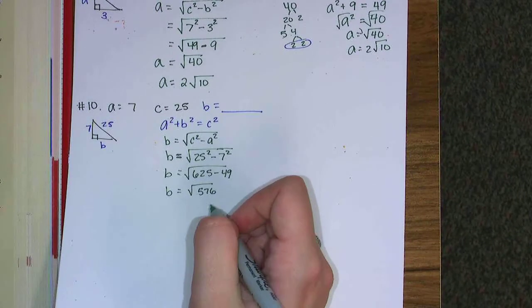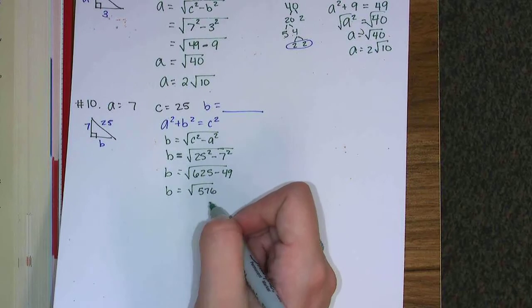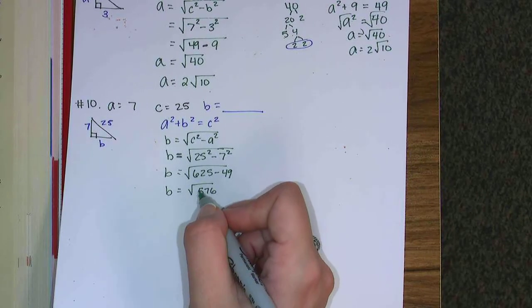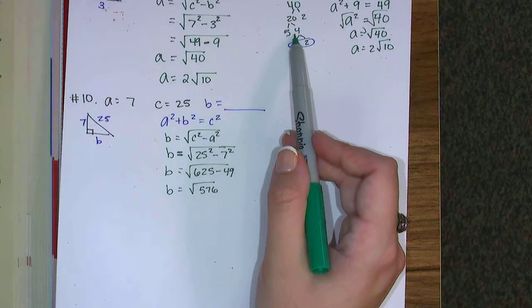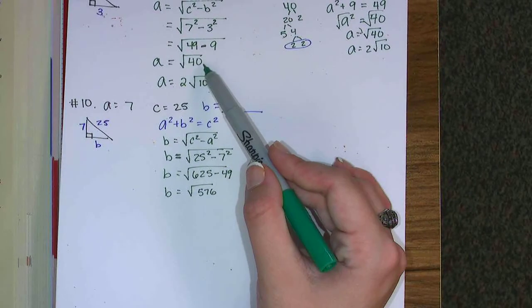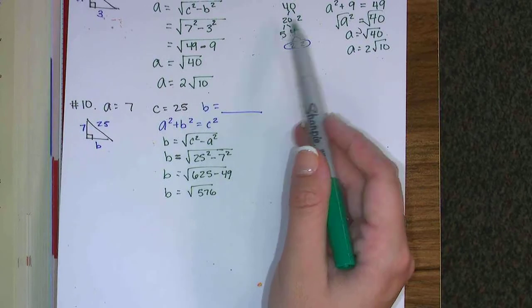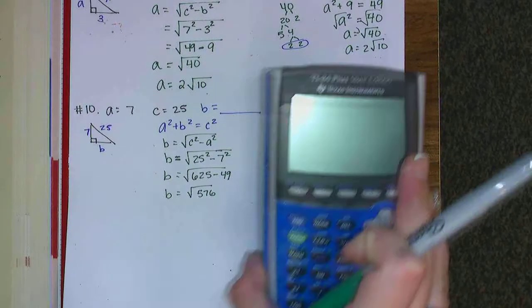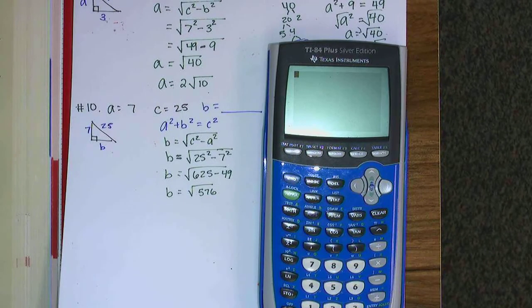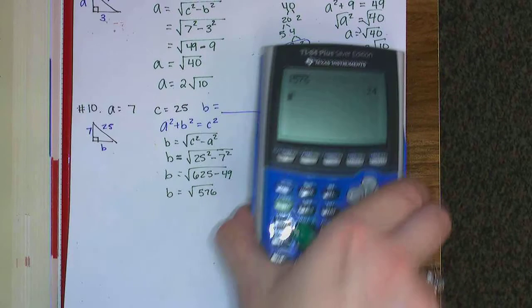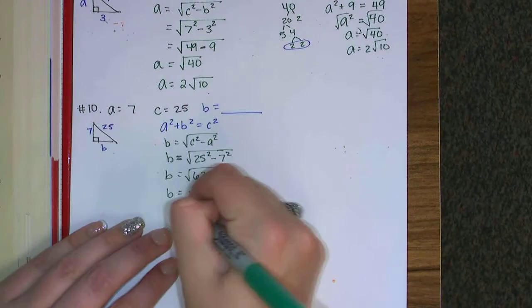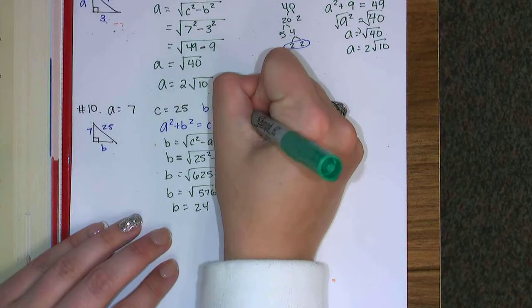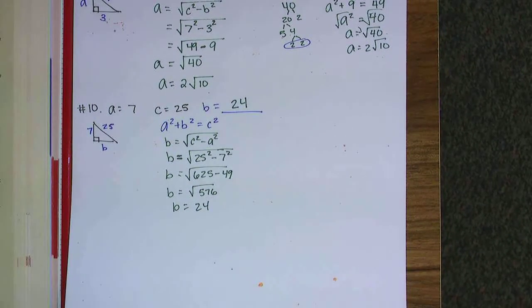Your calculator can do this value for you, okay? Don't sit here and try to pull something out like we did here. Okay, I knew the square root of 40 wasn't a perfect square, which is why I went this route. 576 very well might be. So on your calculator, okay, I realize you don't have this calculator, but you should have a square root button on your calculator. So square root of 576 is 24. So B is equal to 24. So that would be my answer. B is equal to 24.